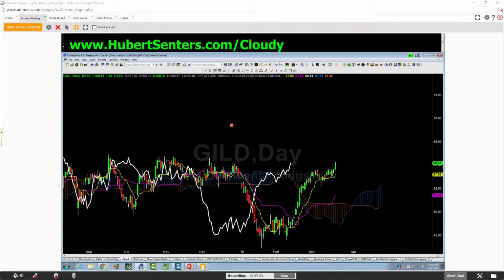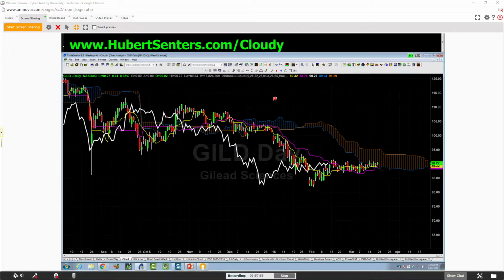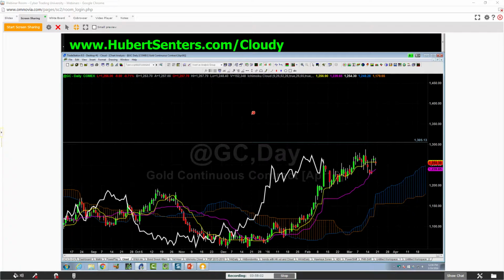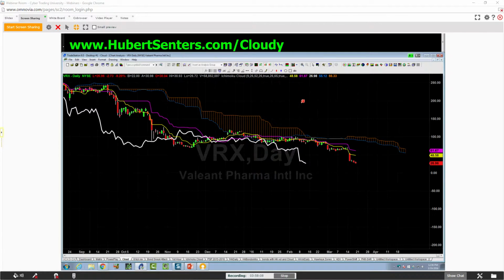GILD. So I'm going to try to go as fast as I can, all right? GILD is a short at 90.27, target $80. GC is a long with a stop of 1239 and a target of 1300. VRX, and the reason I can do this is because I'm using Ichimoku, is a short at 26.98 and a stop of 48.58 and a target of $10.